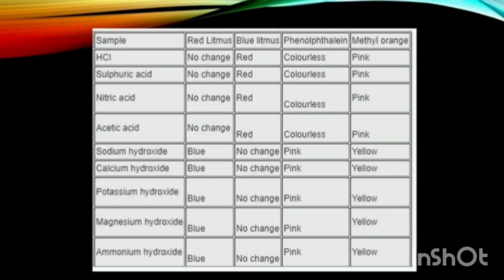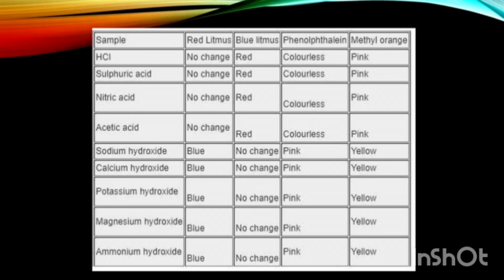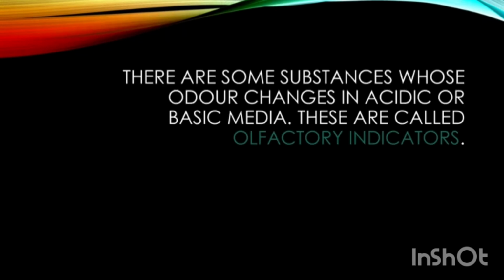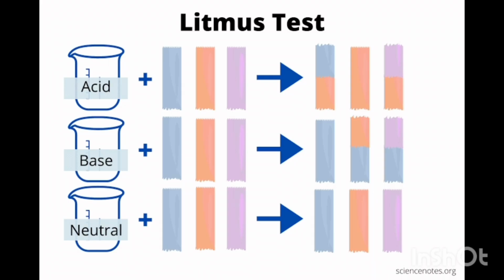And similarly for potassium hydroxide, red litmus paper turns to blue. Blue litmus paper, no change. Phenolphthalein is pink. Methyl orange is yellow. So here, blue litmus paper turns to red when the solution is acidic, and red litmus paper turns to blue when the solution is basic.